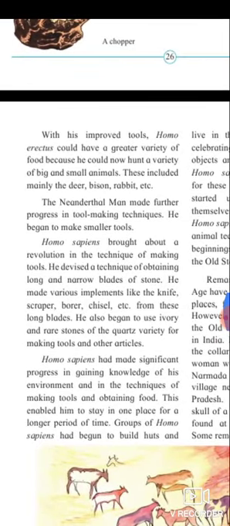With his improved tools, Homo erectus could have a greater variety of food because he could now hunt a variety of big and small animals. These included mainly the deer, bison, rabbit, etc. The Neanderthal man made further progress in tool making techniques. He began to make smaller tools.